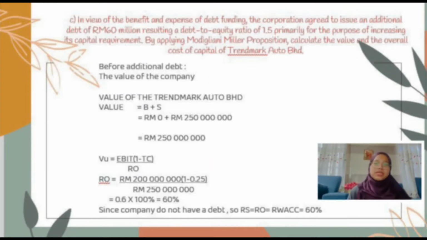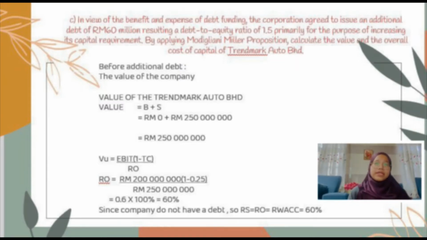So the question is, in view of the benefits and expenses of the debt funding, the corporation agreed to issue an additional debt of 60 million, resulting a debt to equity ratio of 1.5, primarily for the purpose of increasing its capital requirement. By applying Modigliani-Miller proposition, we need to calculate the value and the overall cost of the capital of the trademark of the brand.